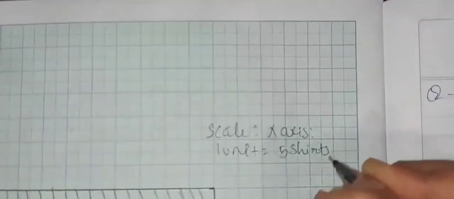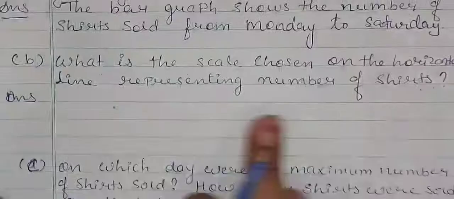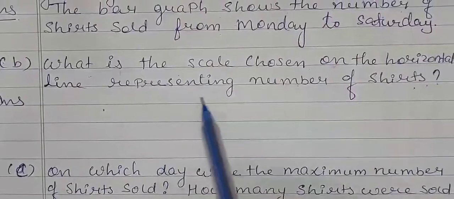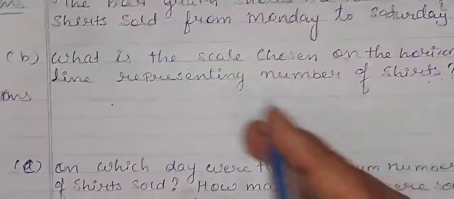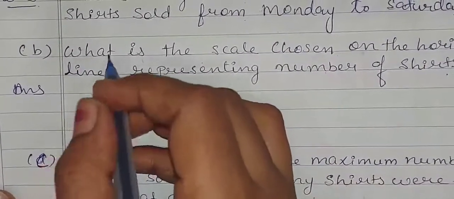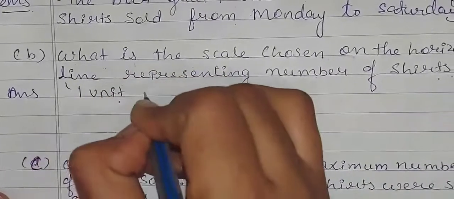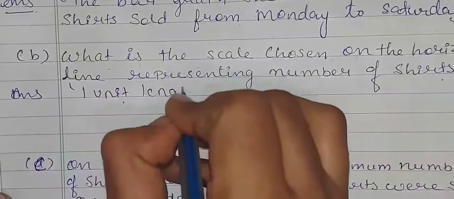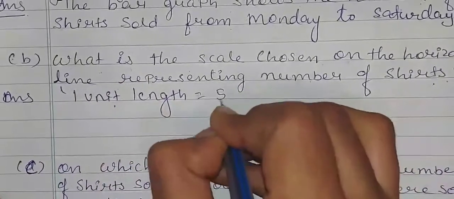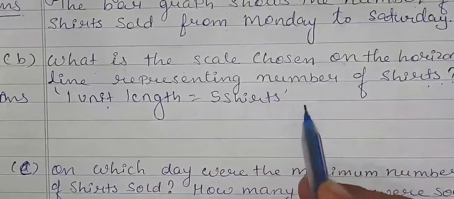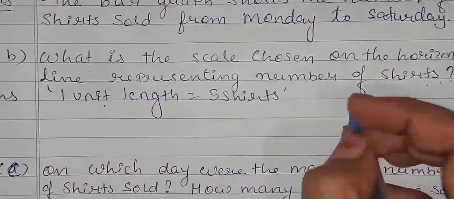Let's write this answer in answer B. What is the scale chosen on the horizontal line representing number of shirts? So students, we will write that 1 unit length equals 5 shirts. So this is the scale chosen on the horizontal line.